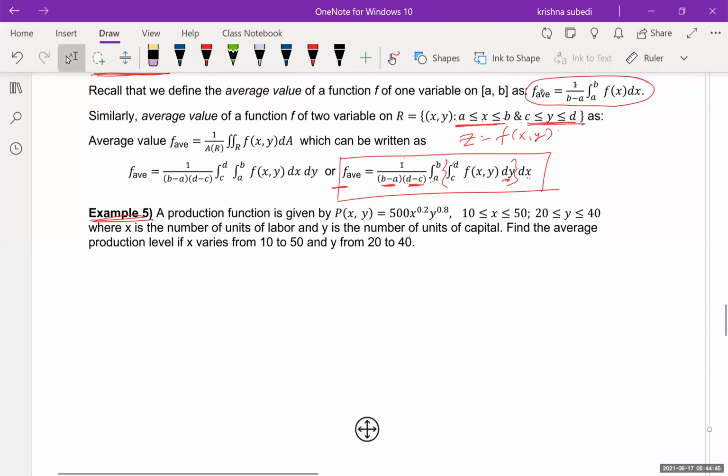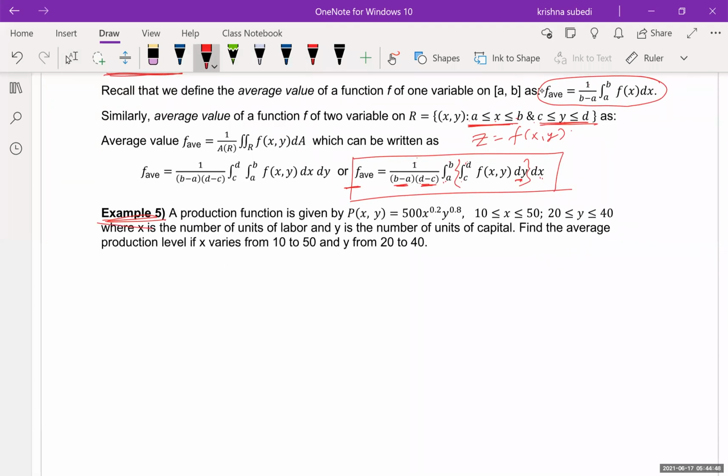Now, using that formula, let us try to solve this example 5. A production function is given by, this is a similar production function, similar to questions we discussed earlier in partial derivatives. Cobb-Douglas production function, right? So it's the same kind. We are given a production function 500 x raised to power 0.2, y raised to power 0.8, and the limit for x is 10 to 50 and the limit for y is 20 to 40. And we want to find the average value, the average production level.